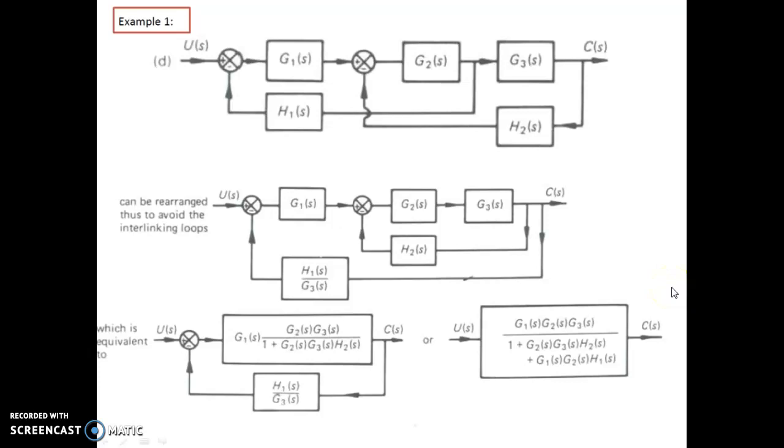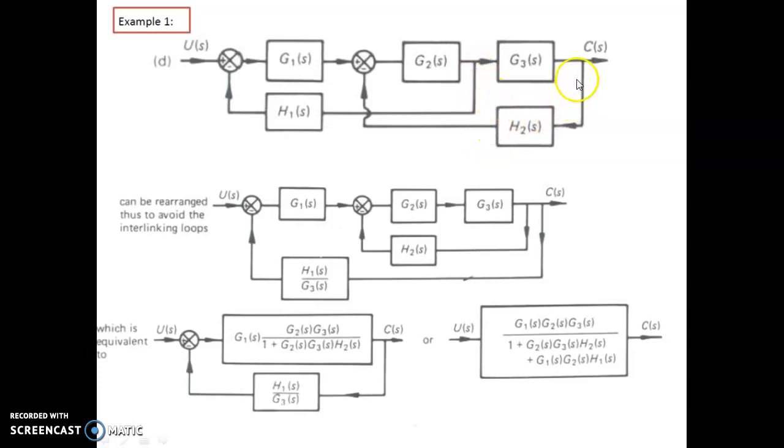So another example, see here. Shift the takeoff point to the right side. Okay, we can shift this takeoff point to the left also, but in the procedure they have mentioned that as far as possible, shift the takeoff point to the right and the summing point to the left. So here I will take this takeoff point to the right side. Even we can take the summing point to the left also.